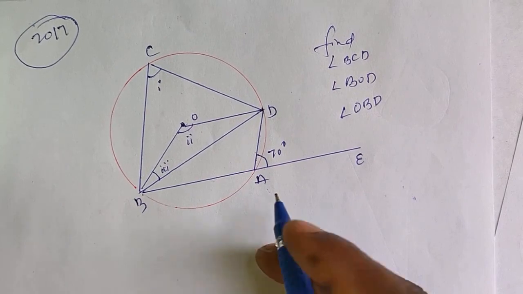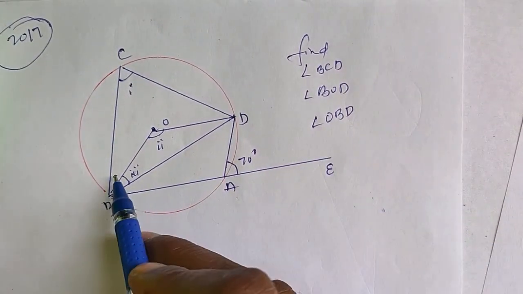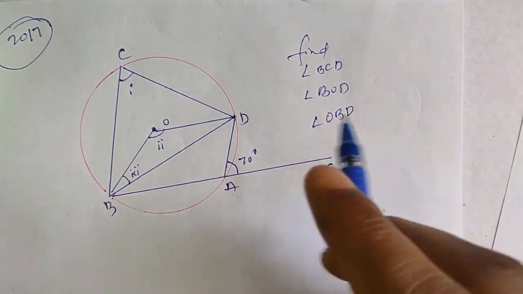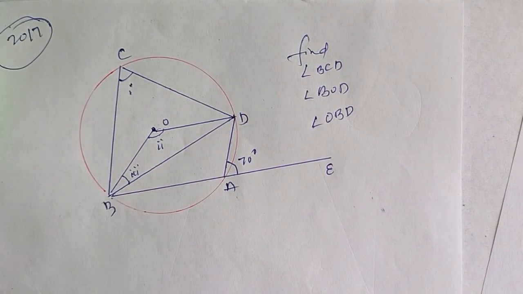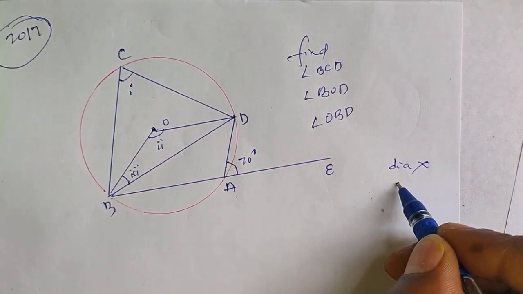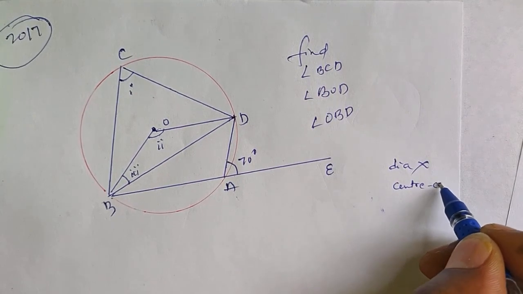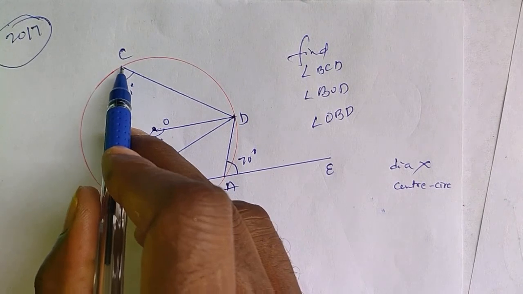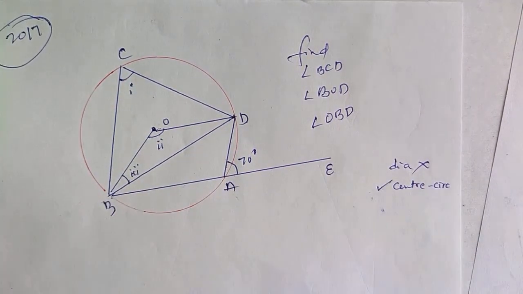Now we'll think one by one. First, check whether diameter is given or not. There is no diameter, so drop that theorem, the 90 degree theorem. Next, center and circumference: we'll think whether it's given or not. Yes, look, angle at the center and angle at the circumference is given. This theorem I can use.